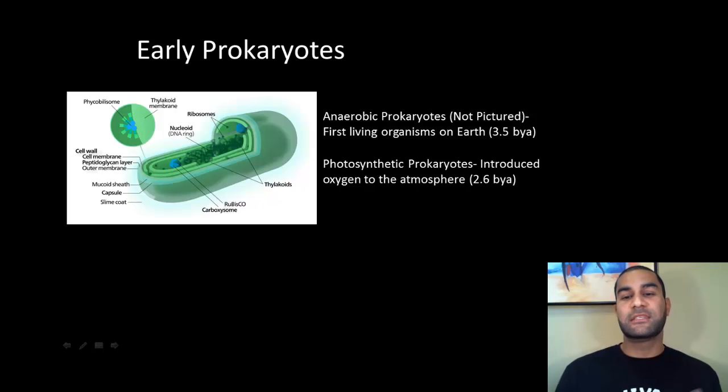So these cyanobacteria are prokaryotic, but they're also photosynthetic. So they're able to go through photosynthesis, and they're the producers of a lot of food chains that started to develop in this early atmosphere.